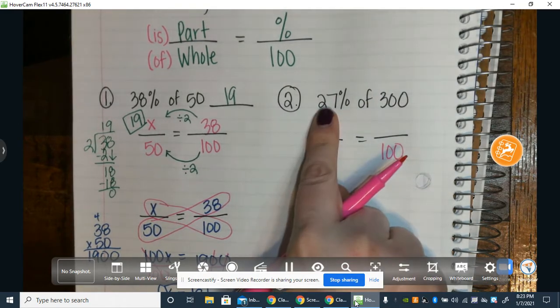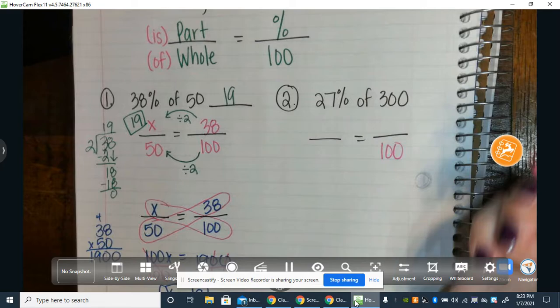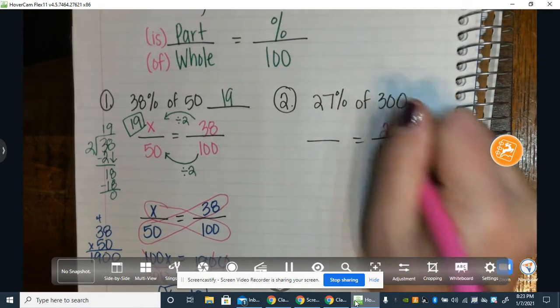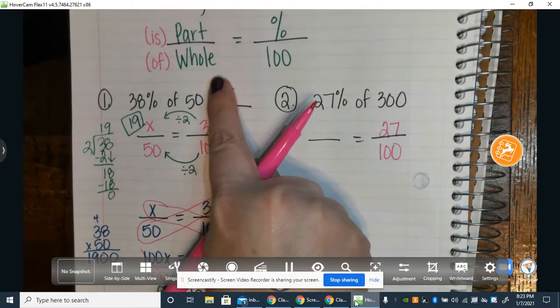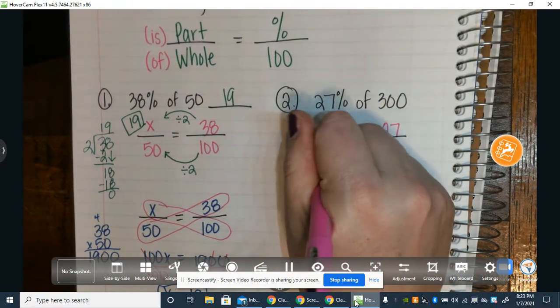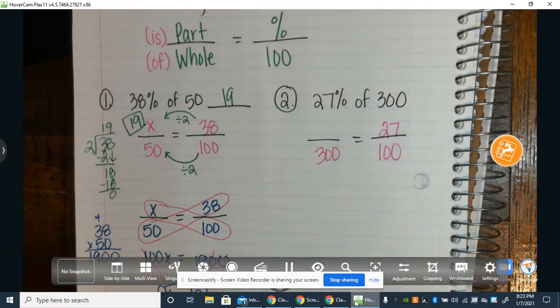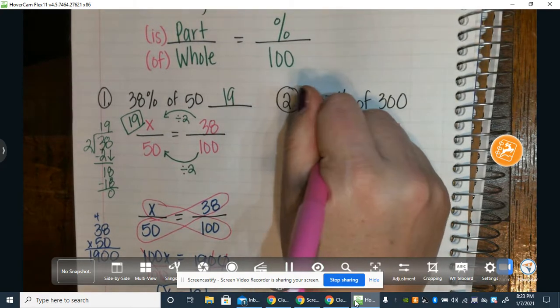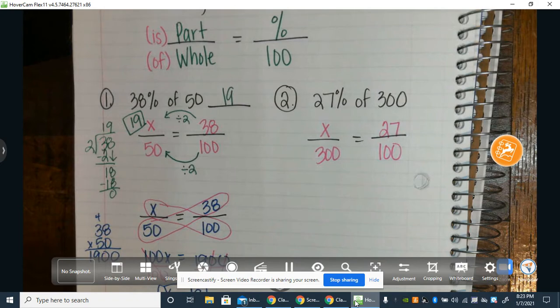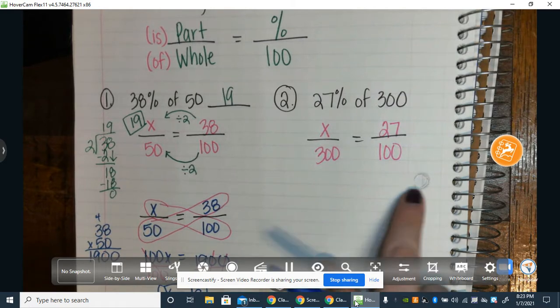Okay, 27%, well, that's the percent. It goes over 100, so I'm going to put 27. And then of 300, 300 is my whole. So I'm going to put 300 here. And then I don't know what this is going to be, so I'm giving it the variable x. Okay, now, how can I go from 100 to 300?